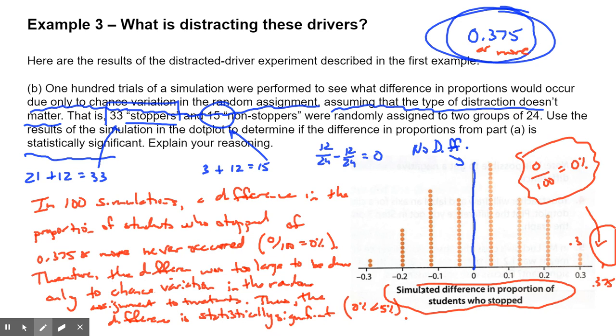Okay, so again, I hope you can see how this merges 3.3 and this section of statistical significance. So again, things that happen very rarely by chance alone are statistically significant. If this percentage was, say 10%, so there were 10 dots that had 0.375 or more, then we'd answer the first question the same. We would just say it occurred 10 times. And then we'd say, therefore, the difference was small enough that it could be due to chance variation in the random assignment of treatments. Thus, the difference is not statistically significant, and 10% is greater than 5%.